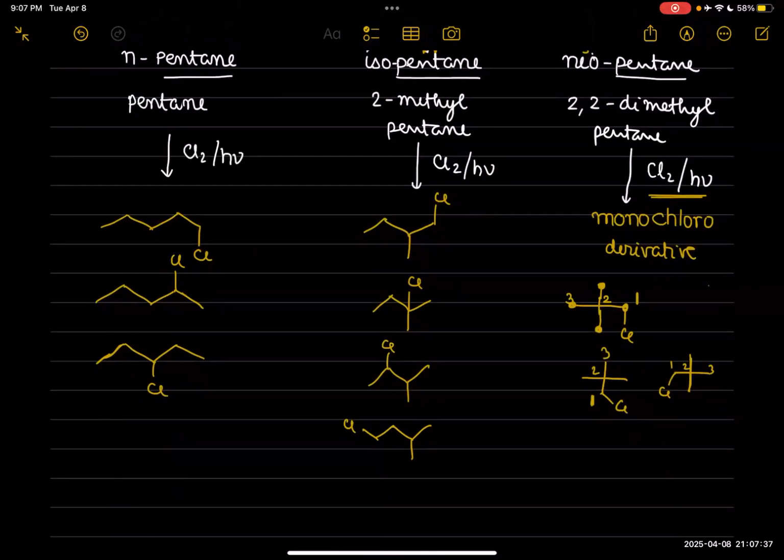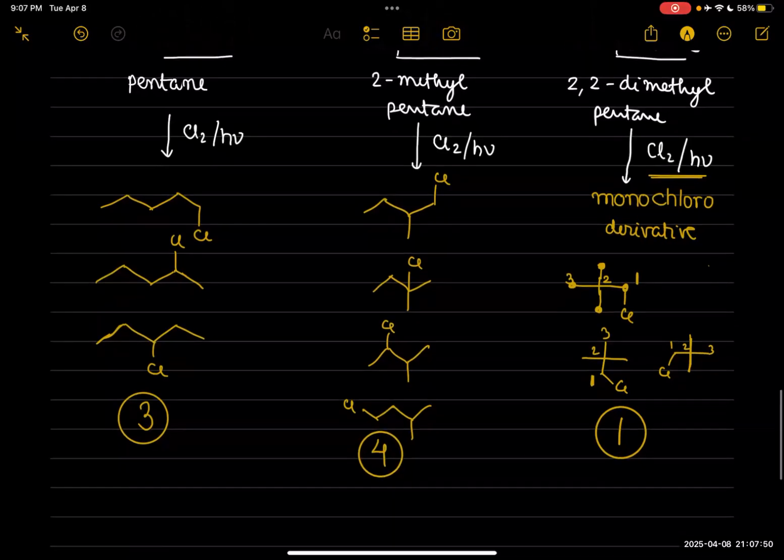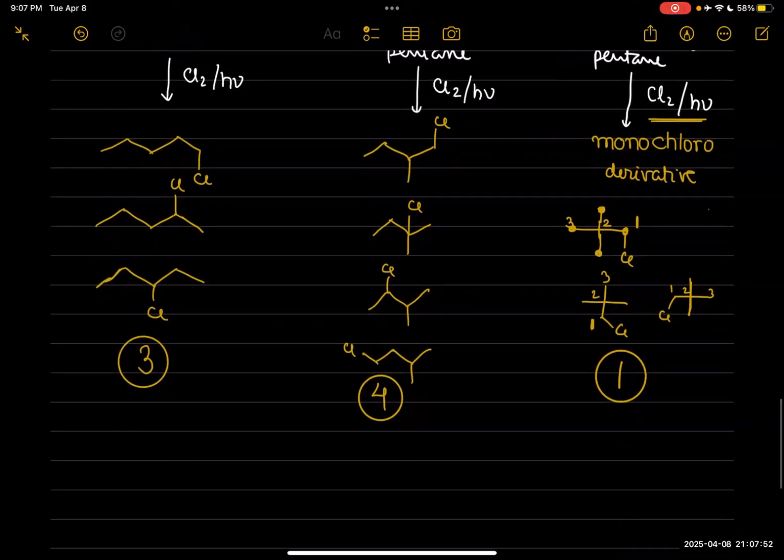So this is one monochloride derivative. This is having three monochloride derivatives. And this is having four monochloride derivatives. I hope this is clear to all of you. Let me know if there is any doubt. Jasleen, Zainab, Ibrahim? No, sir. Great. Clear? Yes. Okay, good.